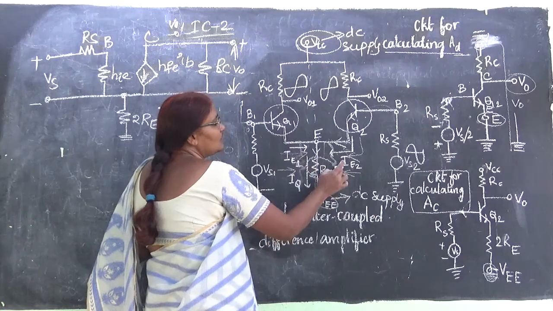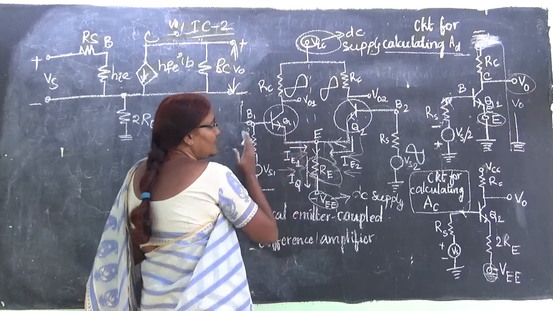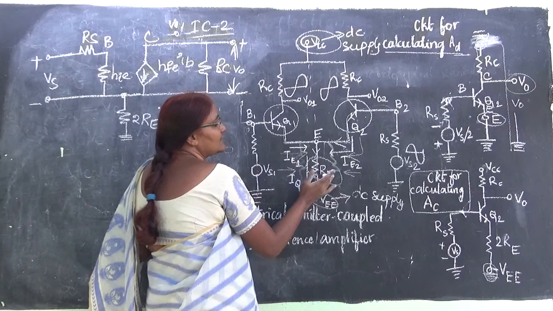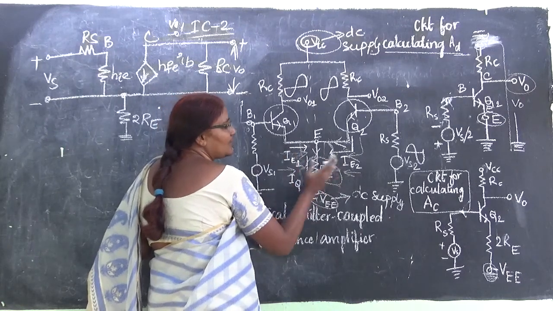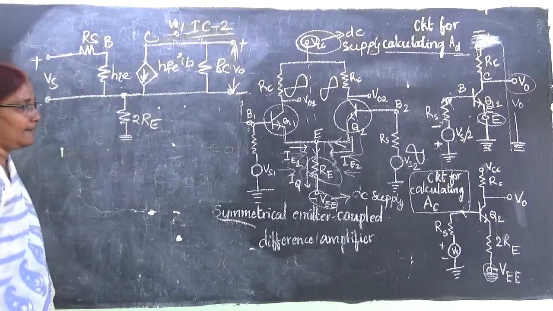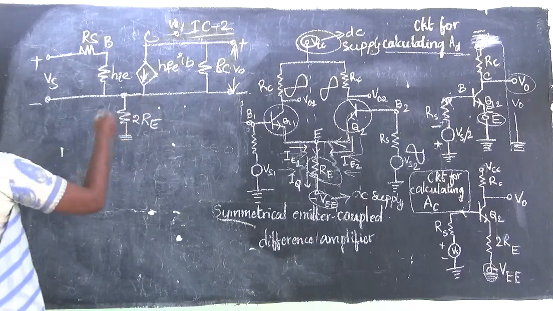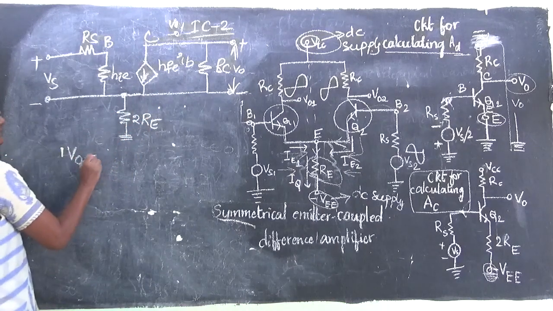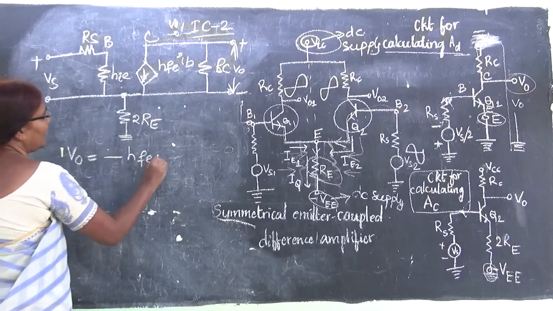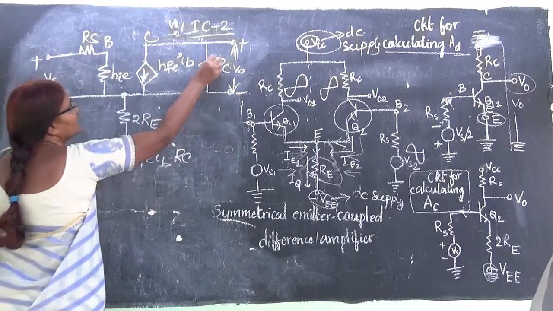What we have learnt: the parallel combination of these two 2RE gives RE. But we are taking one transistor separately. That is the reason we have separated this resistance RE as the parallel combination of 2RE and 2RE. So the same 2RE will come here. Now, let us analyze this. So what is my V0? V0 is equal to, same thing will happen, minus HFE IB into RC. Same, the current flows in the same way.